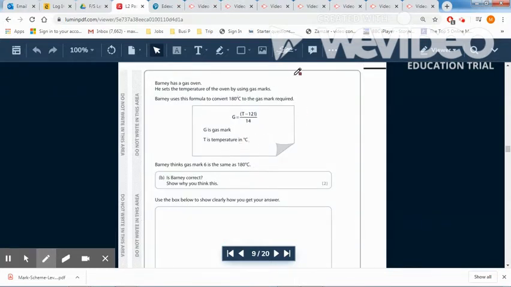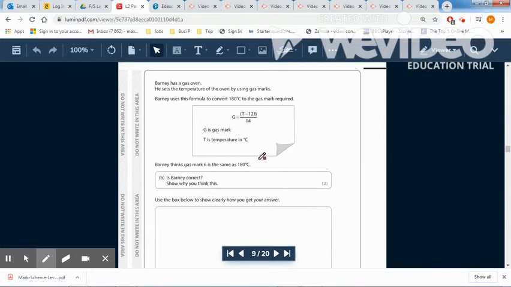So next question, Barney's got an oven and he's going to use gas marks. So he uses a formula to convert 180 degrees C to a gas mark. A gas mark is just another way of saying a temperature. I'm not really sure why we use it. But anyway, with our formula, G is the gas mark and T is the temperature in degrees C. And he thinks gas mark 6 is the same as 180 degrees.